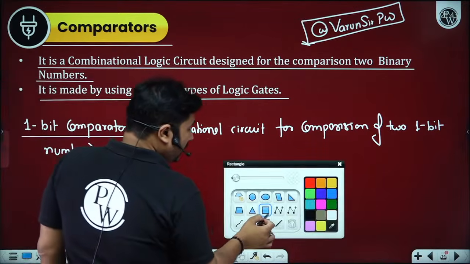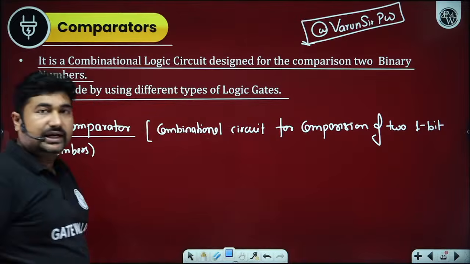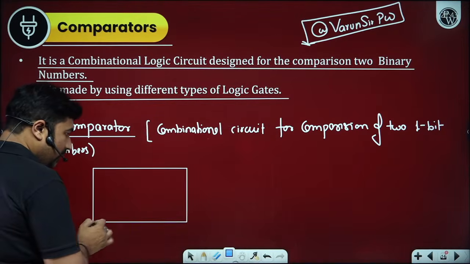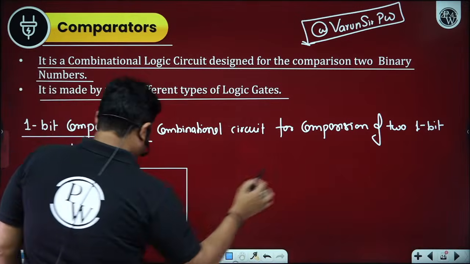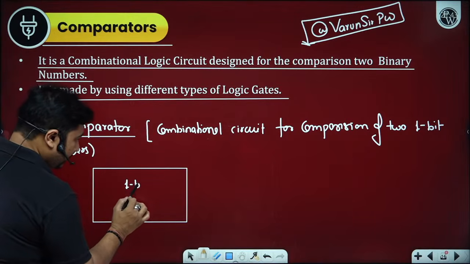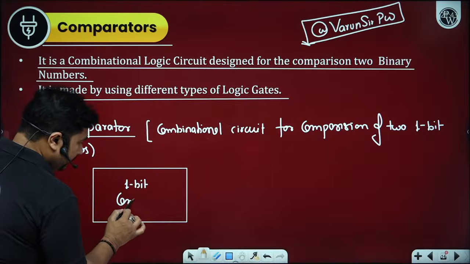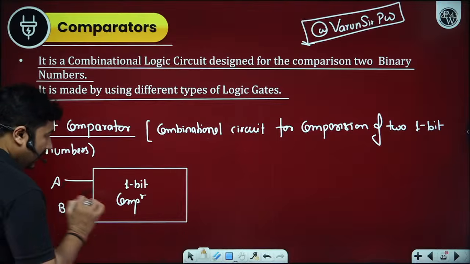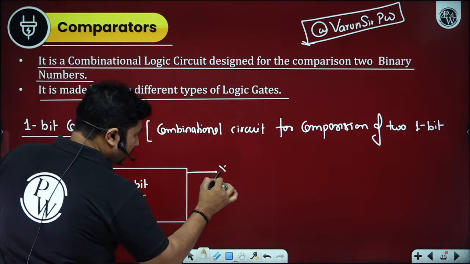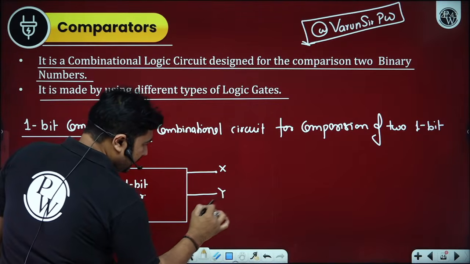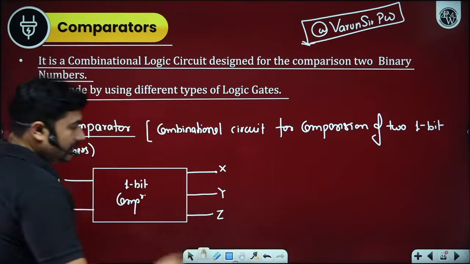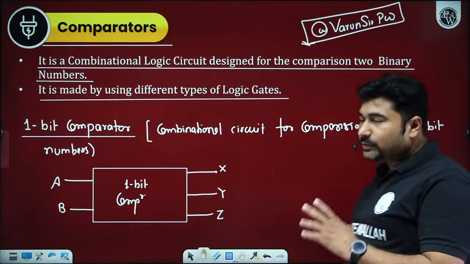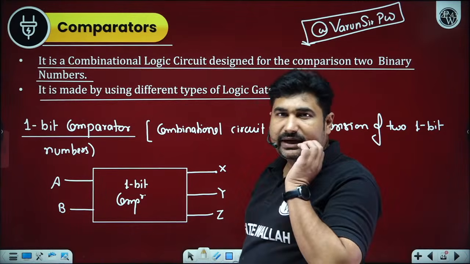To design any combinational circuit, first of all, we need to identify the inputs and outputs. So let me show you the inputs and output first. We have a 1-bit comparator and inputs are A, B. Output, I am using 3 outputs X, Y and Z. Based upon these 3 outputs, I can easily identify the input bits. A and B are two 1-bit numbers.